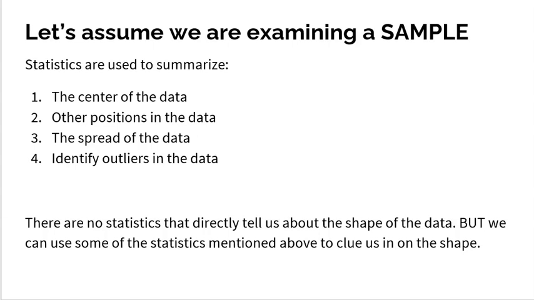We could use a statistic to summarize the center of data, and other positions in the data besides the center. We could use statistics to talk about the spread of the data, and we can even use statistics to identify outliers in the data. There are no statistics that directly tell us about the shape of the data. That's not like we could say, oh, that's a shape 6. No, we use words like skewed left, skewed right. So shape, you've got to use words. But when we talk about center, spread, variability, outliers, now we can actually use numbers.